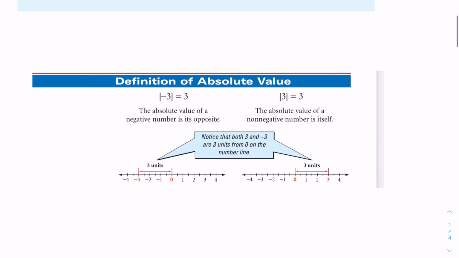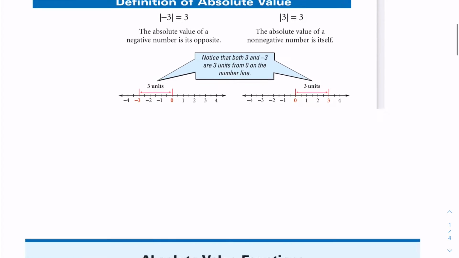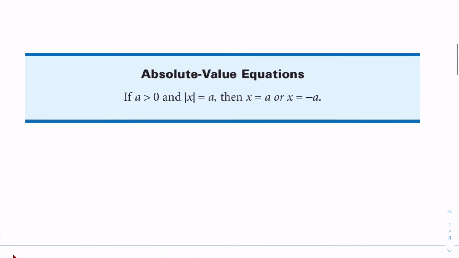Definition of absolute value. The absolute value of a negative number is its opposite, while the absolute value of a non-negative number is itself. The absolute value of a number is the distance from that number to 0 on the number line. And if a is greater than 0 and the absolute value of x is a, then x equals a or x equals negative a.